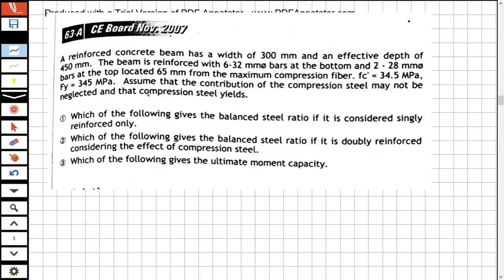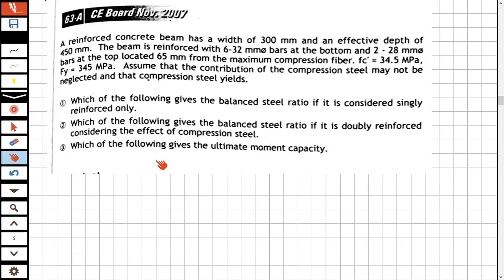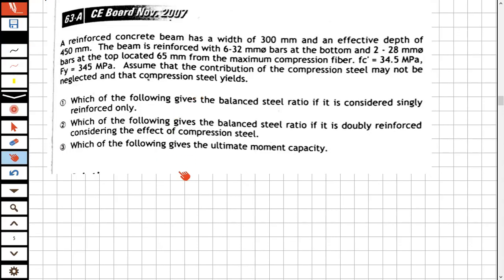We have here a reinforced concrete beam. A reinforced concrete beam has a width of 300 millimeters and an effective depth of 450. The beam is reinforced with 6-32. This is given already, the reinforcement is given.